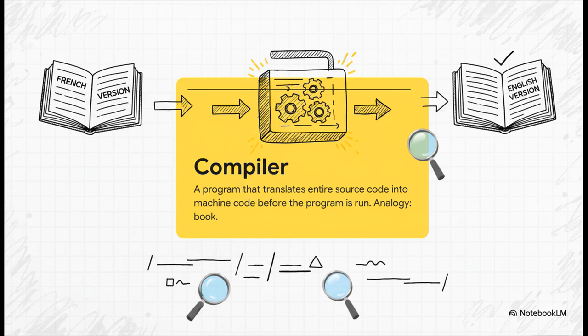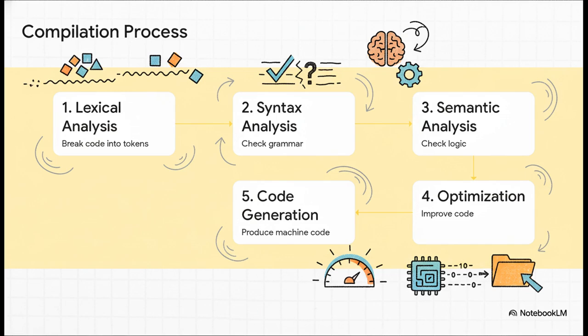The whole job is done up front, before a single reader opens the cover. That finished English book is a separate thing, ready to go. And it's a pretty intense process. The compiler scans everything, checks the grammar, makes sure it all makes logical sense, and even tries to optimize your code to make it run faster. Only then does it generate that final machine code file, your program. And remember, all of this happens before you run anything.